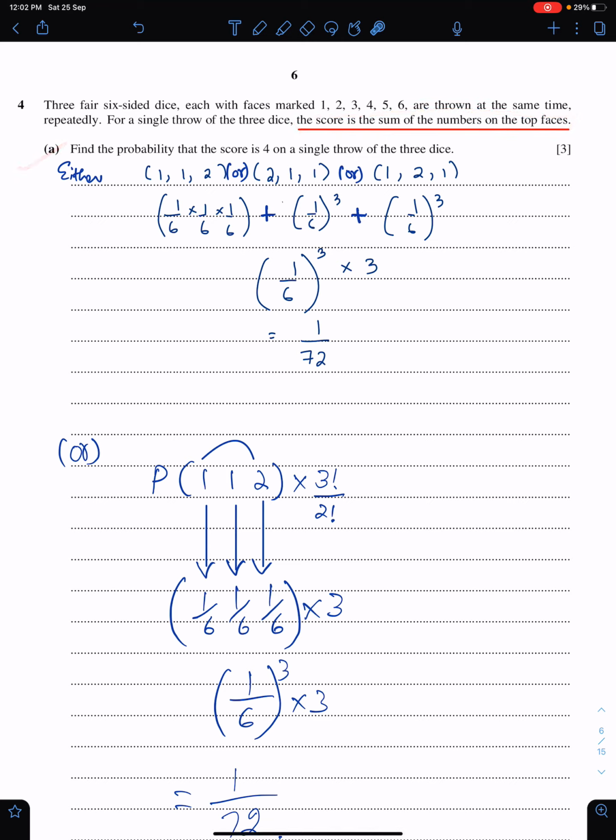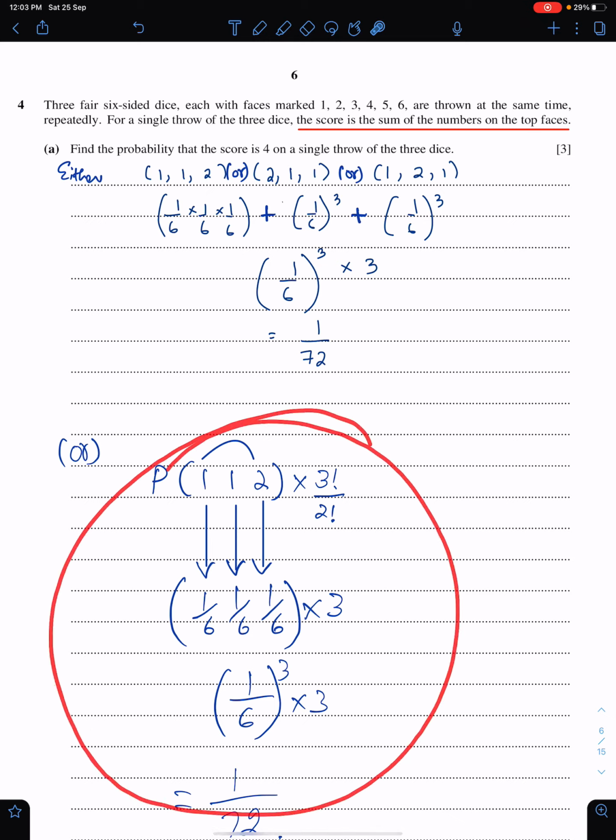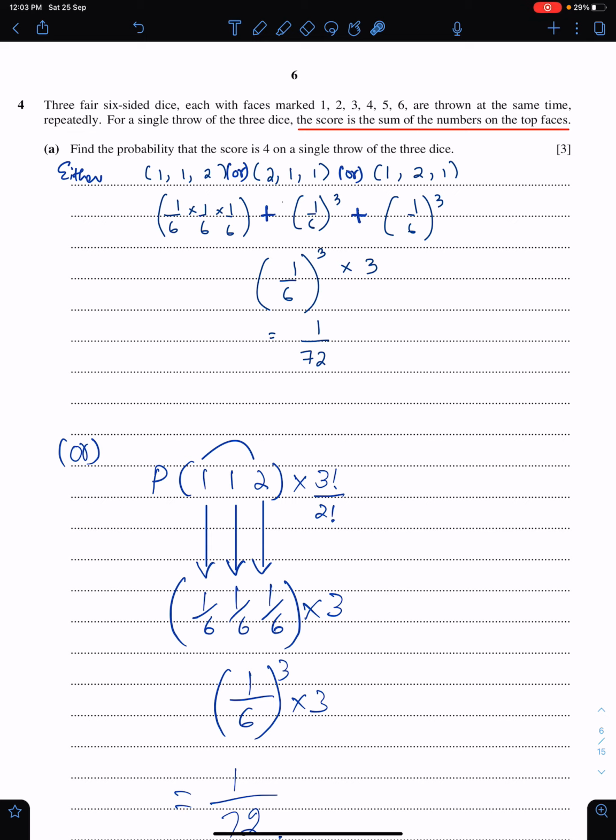Part A, find the probability that the score is 4 on a single throw of the 3 dice. There are 2 methods to solve this question. This is method number 1. We just need to check the possible scores. These 3 scores will give you sum 4. If the scores on the 3 dice are 1, 1, 2, we will get a total score of 4. And the order is random.